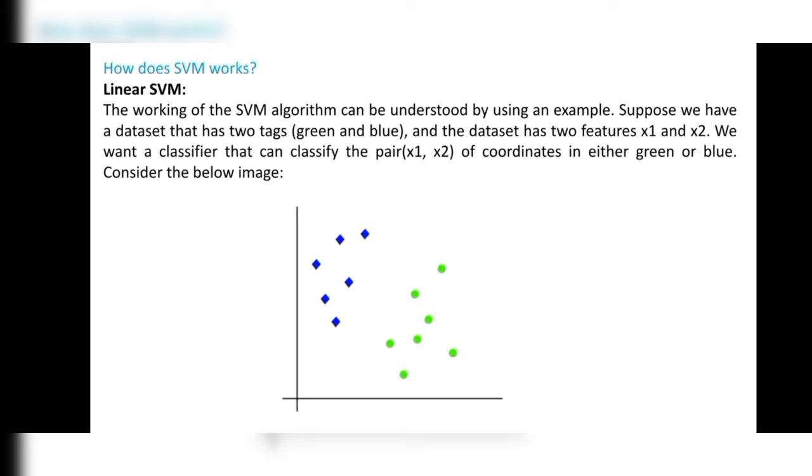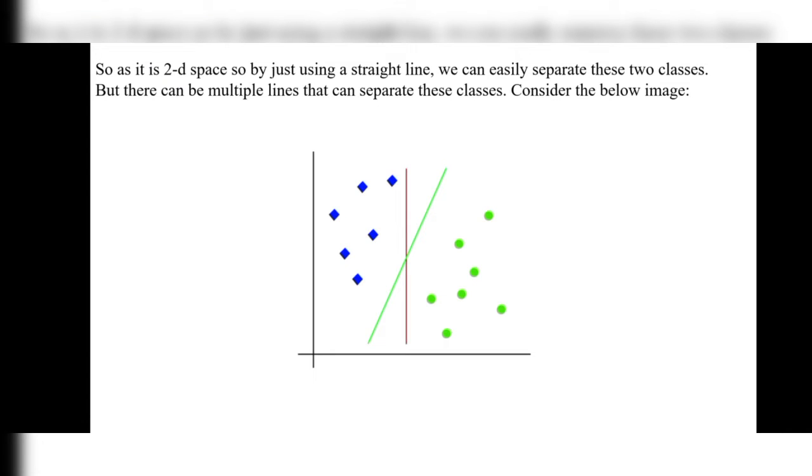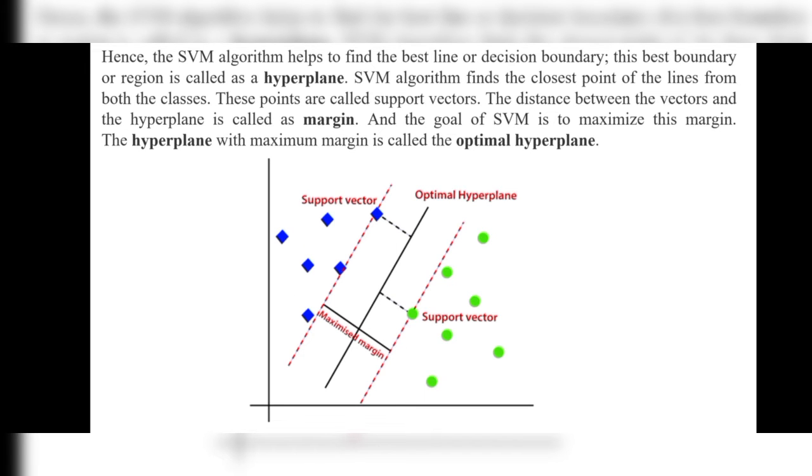Let's see this image carefully. We have green and blue tags. As it is in two-dimensional space, by just using a straight line, we can easily separate these two classes. But there can be multiple lines that can separate these classes. Consider the image below. We are using a straight line to separate the two tags, or else we can use a slant line to separate the two classes. But we are using only a single line to separate these two classes, so it is called linear SVM. Hence, the SVM algorithm helps to find the best line or decision boundary.